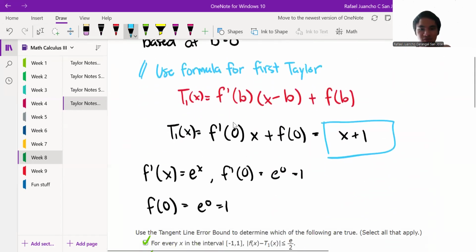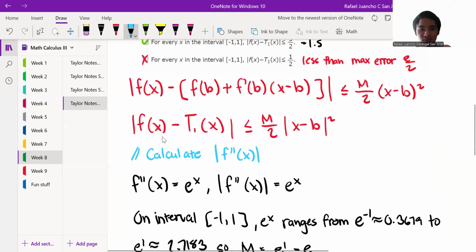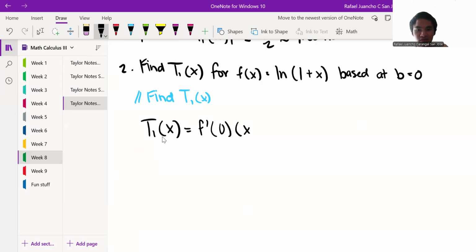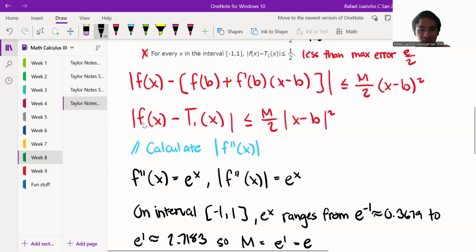So again, we use that. We want to use the formula. So we have d1, and then we just go for the thing here. So we have f prime of 0, x minus 0, plus f prime. Or no, not f prime, f of 0. Right? Because that's the formula.